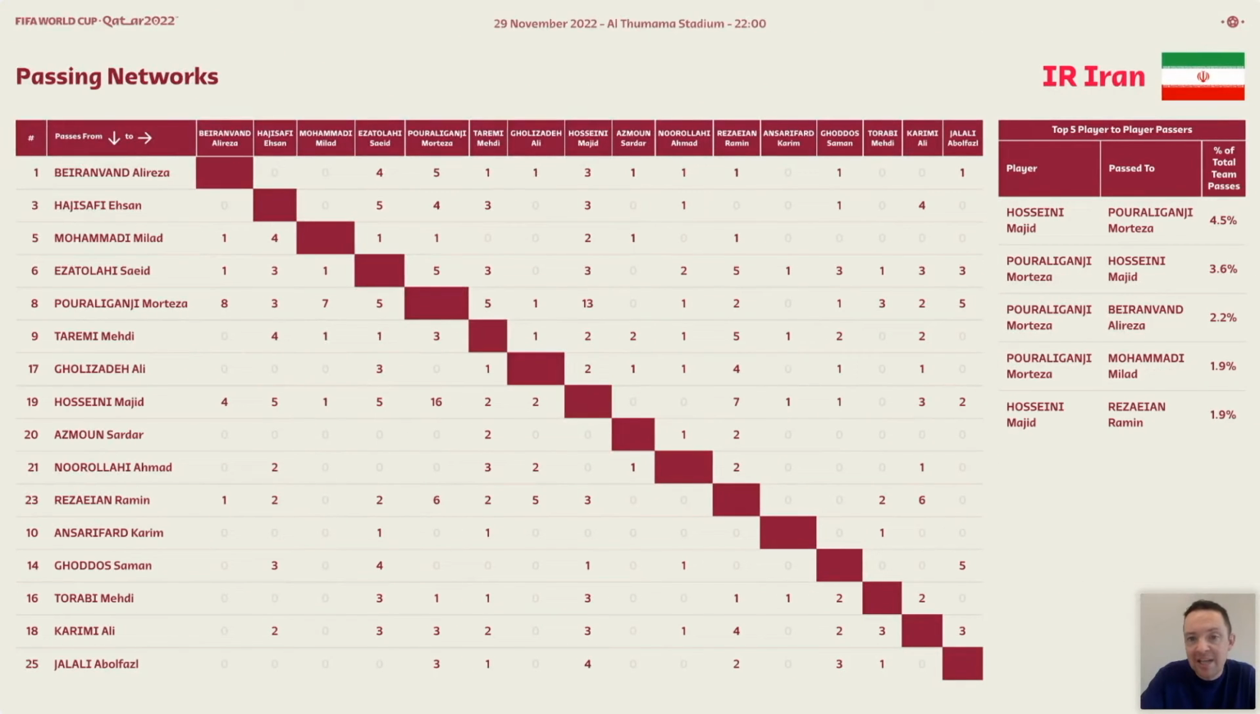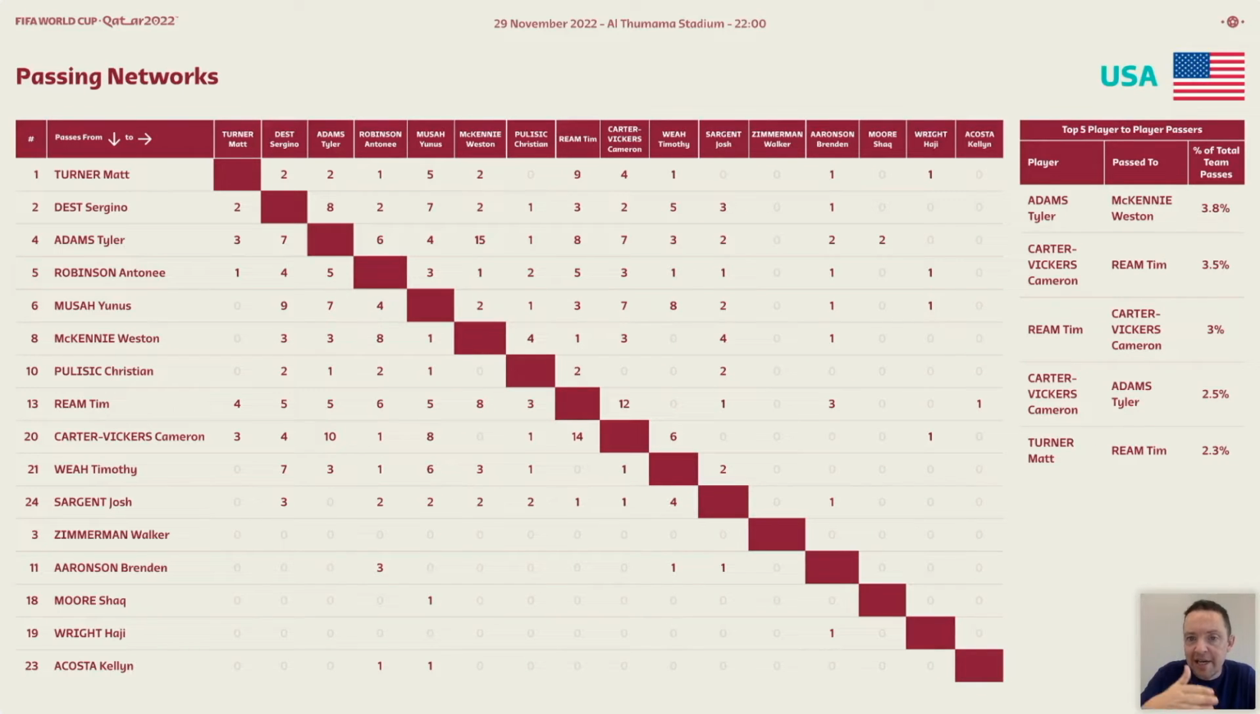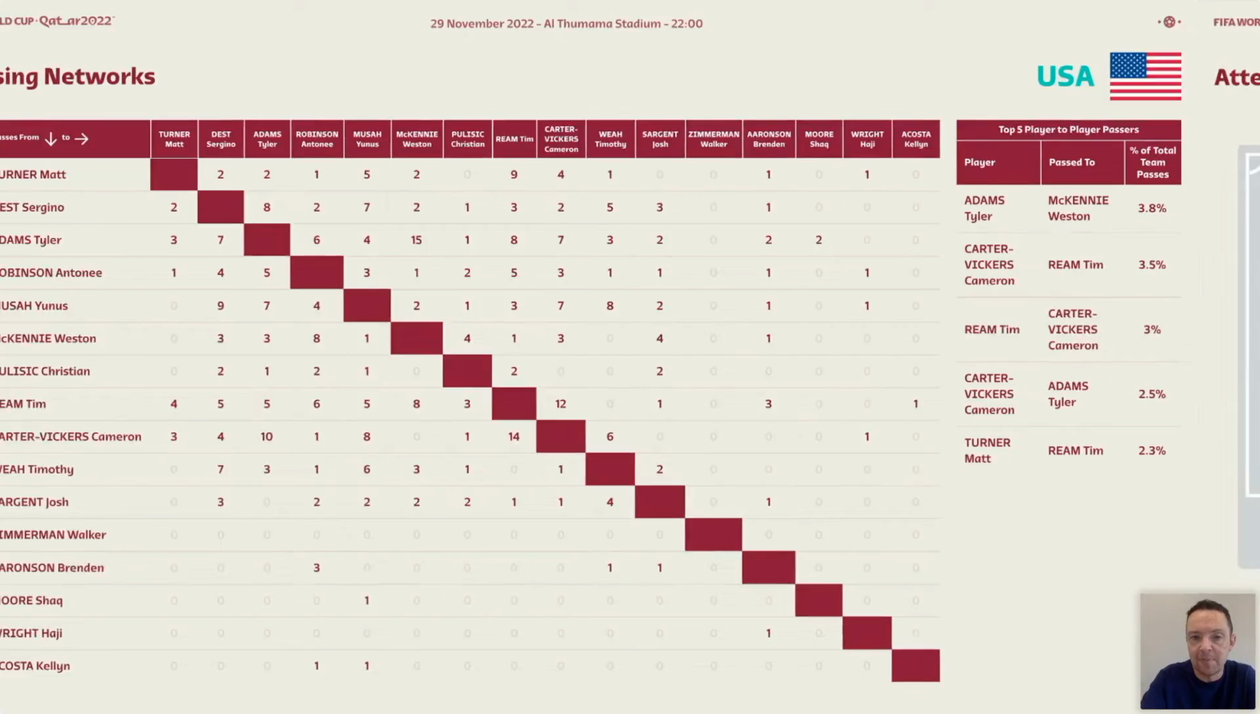Passing networks, again, something that I really like, getting you the depth and detail and context of the game. This is more on the relationship side. So if you go to the far right there, you can see top 5 player passers. Tyler Adams is passing to Weston McKennie 3.8% of the time the US are in possession. And that's a pretty high number. Sometimes you see something there that jumps out to you. But I think if you're Gregg Berhalter, you'd be really happy with Tyler Adams and Weston McKennie being progressive passers and also having that strong relationship with each other.